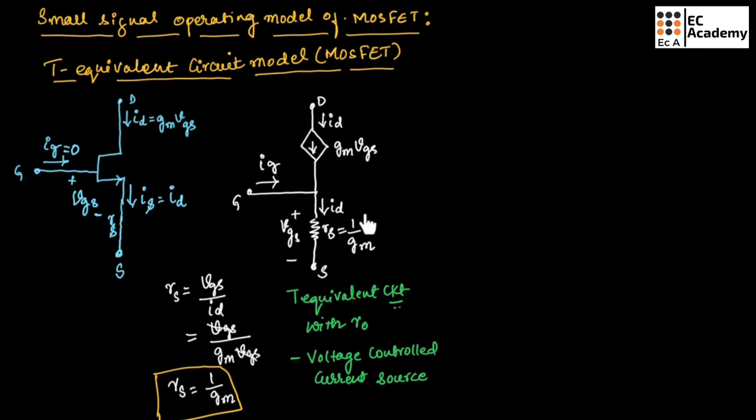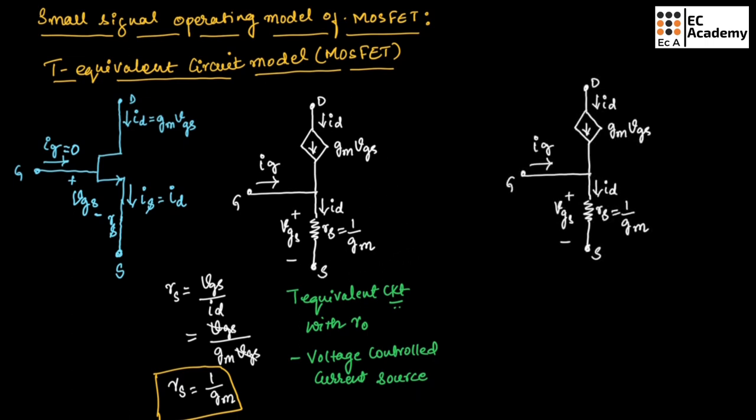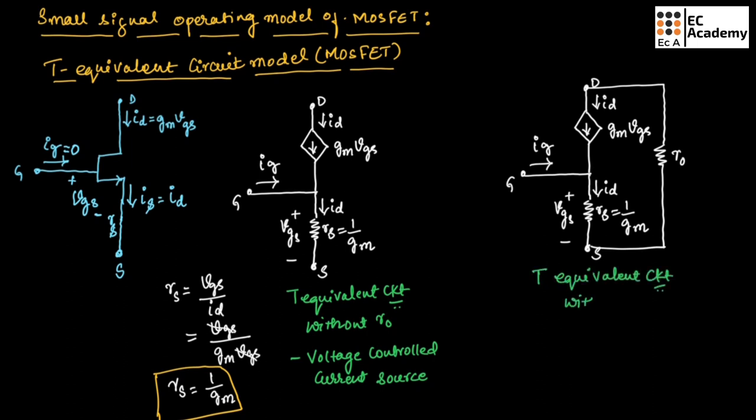We can write the same T equivalent circuit with internal resistance r0 by connecting the resistance between drain and source terminal. So for the T equivalent circuit, if we connect an internal resistance between drain and source, which is r0, this type of circuit is known as a T equivalent circuit with internal resistance r0.